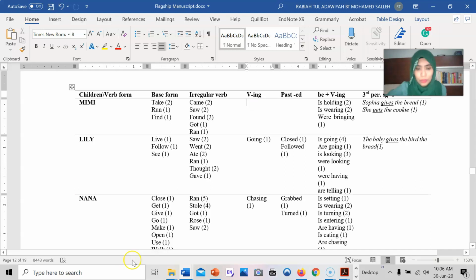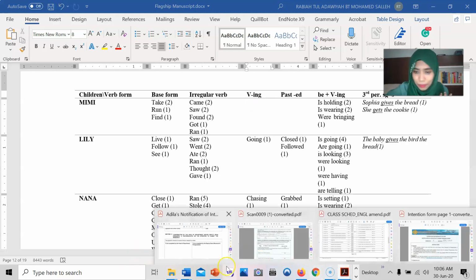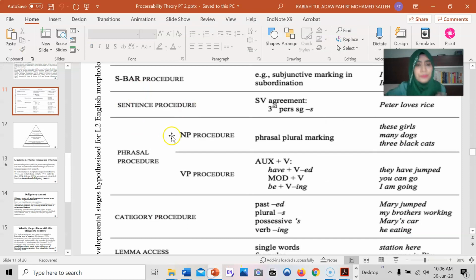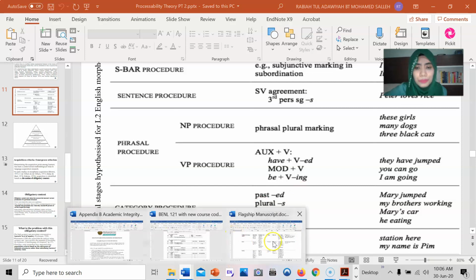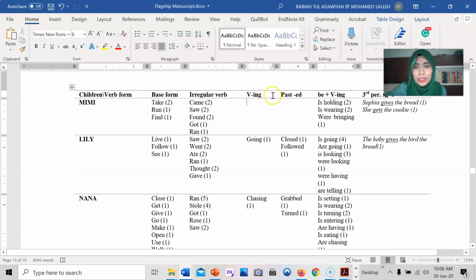All right, so look here, because you're confused between, where is it, sorry, yeah, okay, here, right, verb ing, he eating, right? If they use it on a few numbers of words, you can be sure that they are in this category stage. If they start using he is eating with the is, that's why we call it phrase, so they are in the phrasal stage, which is the VP procedure. Okay, so let's see again what I want to show you. All right, here, verb plus ing, past tense ed.